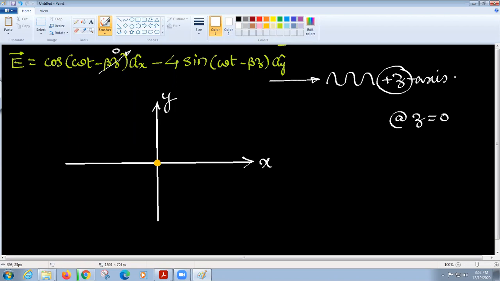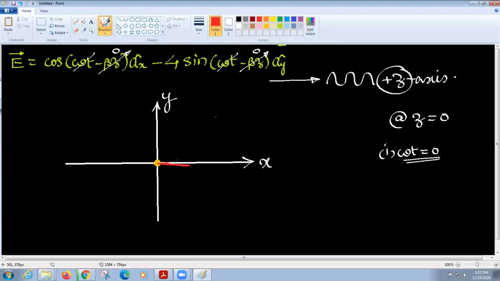So z equal to 0. Now just start with this. What is your case 1? Omega t equal to 0. Now cos 0 is 1, sin 0 is 0. Therefore I'm resting on this, along the x-axis now. That's it.